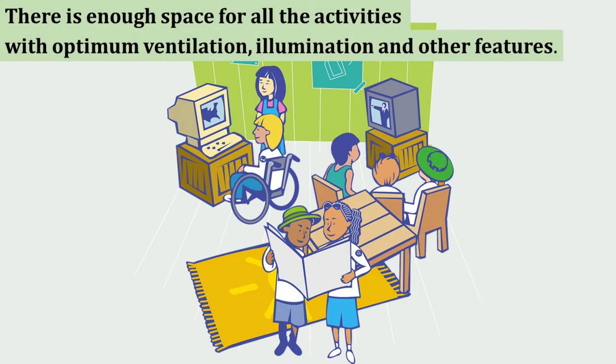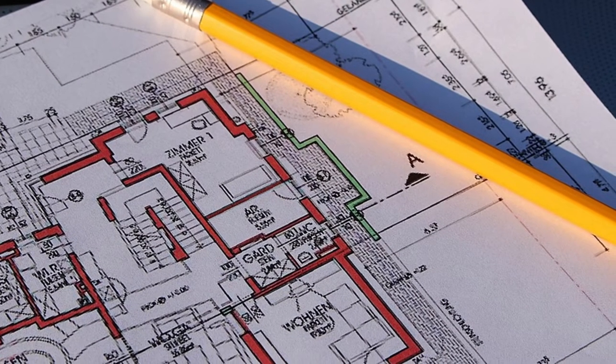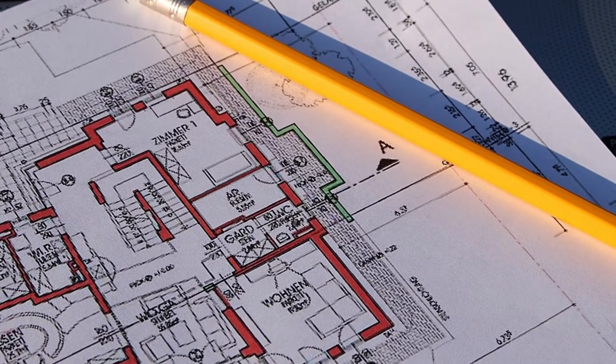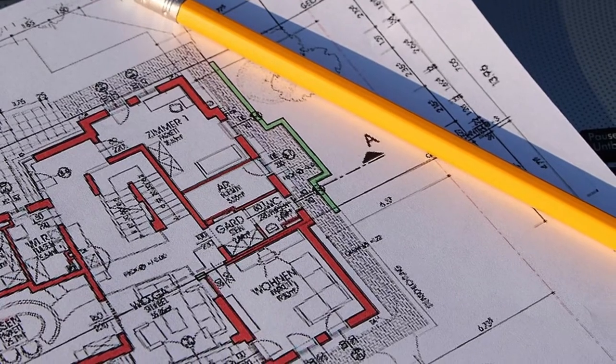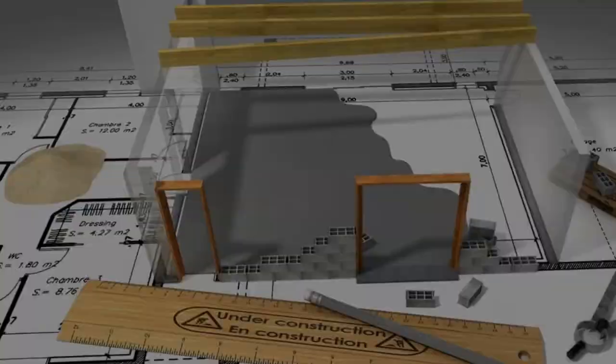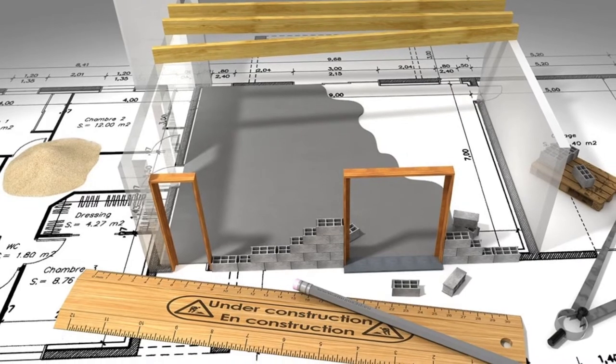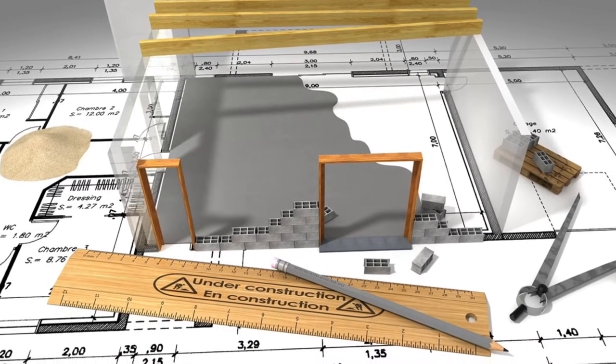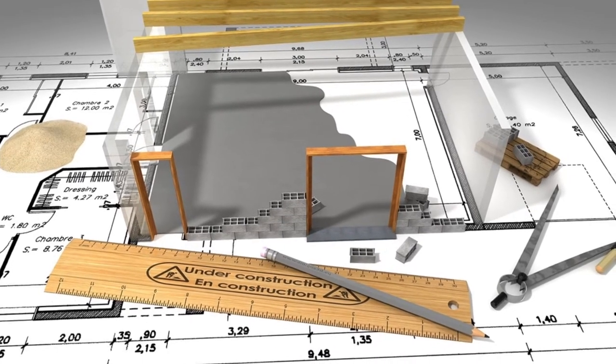In the first point, I have mentioned that as a planner, you need to allocate enough space for different activities. So, you need to know what activities are going to take place in a particular type of building. Once you know the activities, you will then get to know about the space required for each activity.